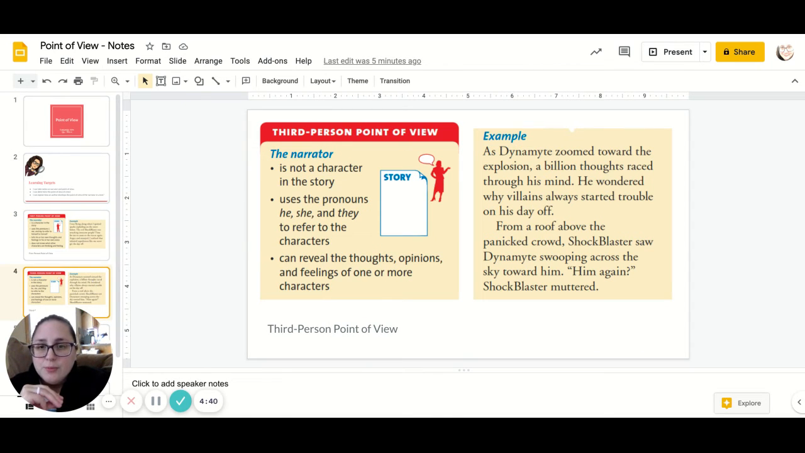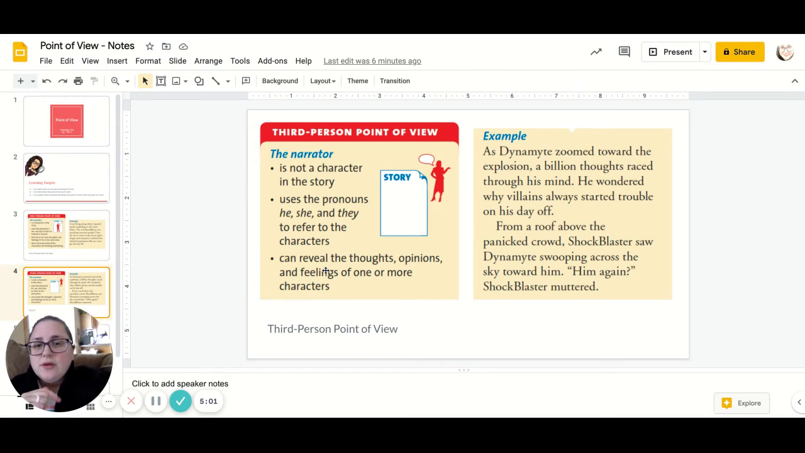Now let's talk about third person point of view. So when we're in third person point of view, the narrator is not a character in the story. They're outside of the story. They use the pronouns he, she, and they to refer to the characters. He, she, and they. Those are the pronouns we need to pay attention to. Make sure you get those in your notes as well.